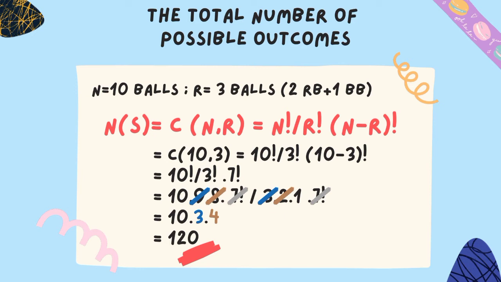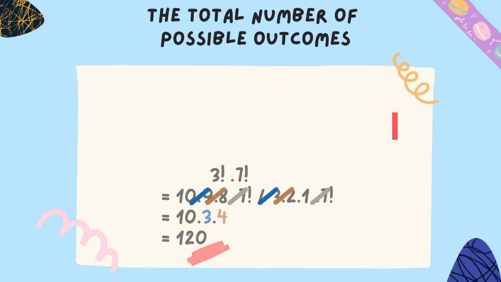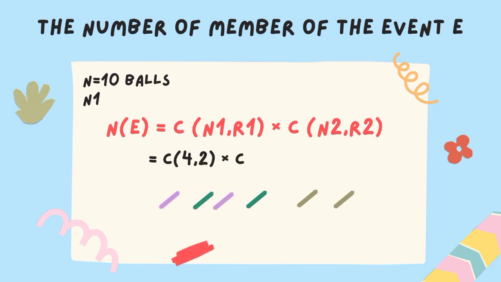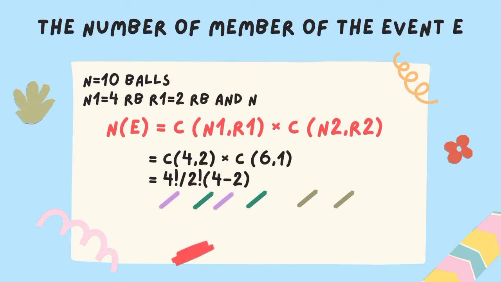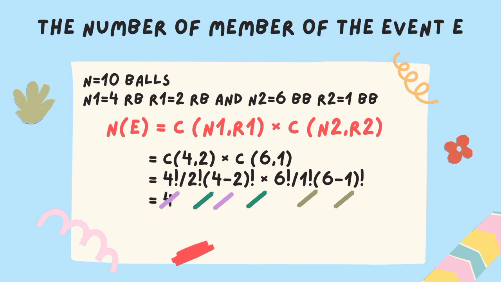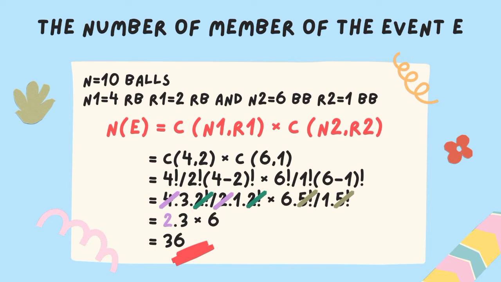The third step, we will find the number of members of the event E. We will use the same formula because what is being asked is two types, namely red ball and blue ball, so it must be multiplied, where n equals 10, which is obtained from the total number of balls in the box, and n1 equals 4, which is the total number of red balls, and r1 equals 2, which is obtained from the two red balls to be taken.